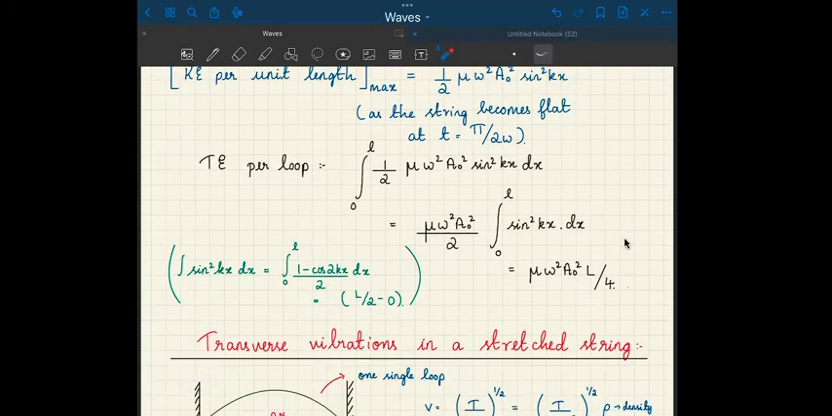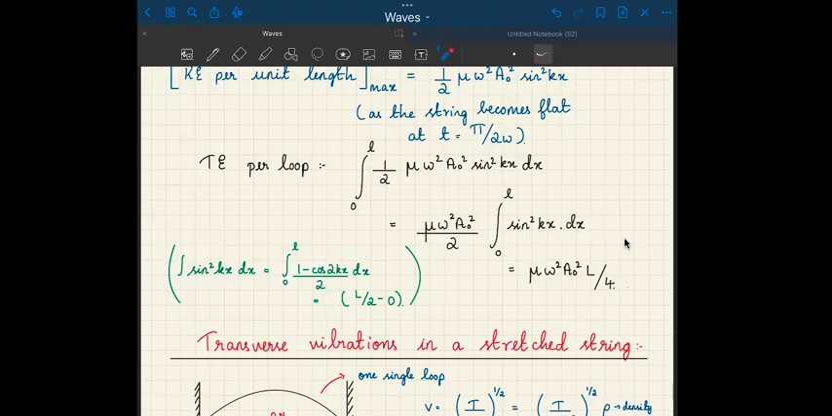By doing this, sin square kx dx can be written as (1 minus cos 2kx) by 2 dx. And don't forget, you are integrating from 0 to lambda by 2 actually. That length part is lambda by 2. By doing that, you will get mu omega square A naught square L by 4 if it is in one loop. I am taking lambda by 2 as L. Okay, got the point? By doing this, you will get this relation.